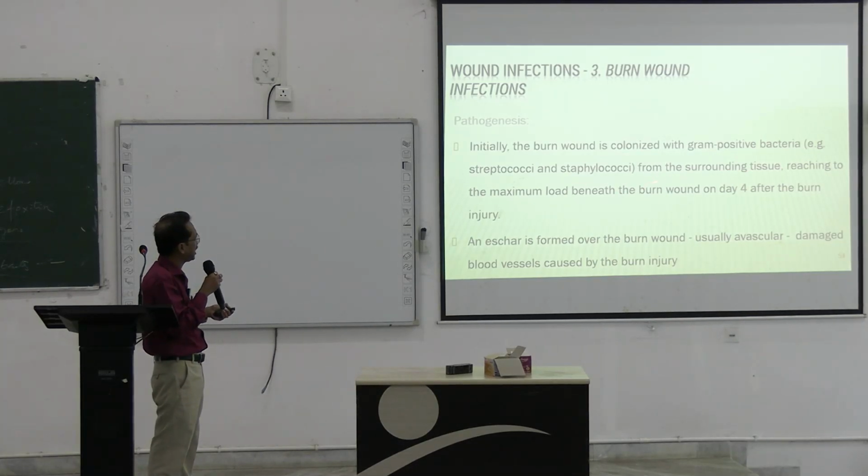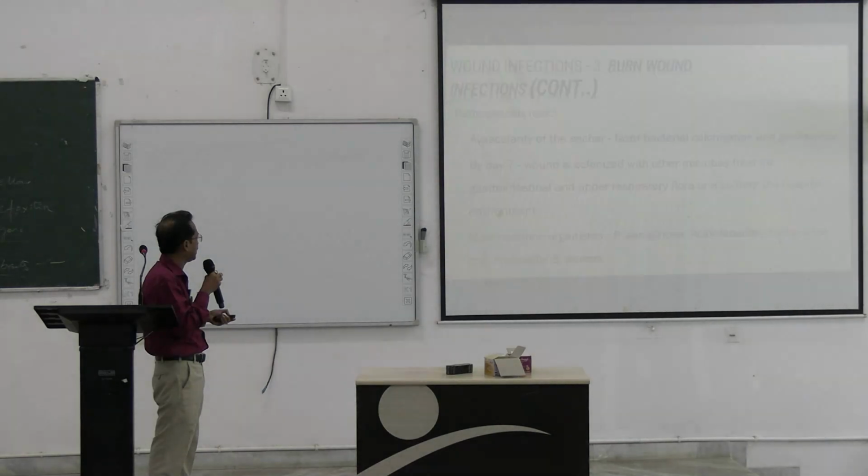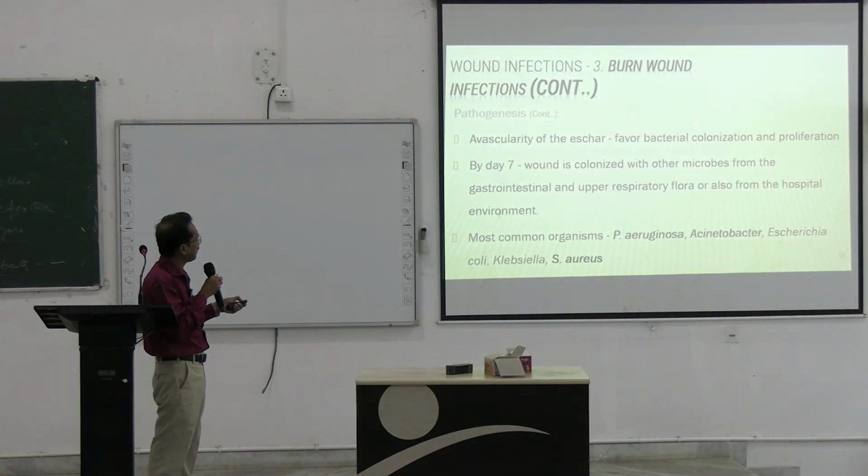Gram-positive bacteria initially থাকে 4 days until eschar is formed over the burn wound. Avascular eschar, যেহেতু vascularity থাকে না, favors the bacterial colonization. Wound is colonized with microbes from the GI tract and upper respiratory flora. Most common organisms: Pseudomonas aeruginosa, Staph aureus, Acinetobacter, Escherichia coli, and Klebsiella.